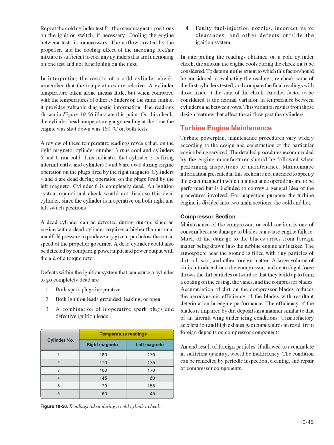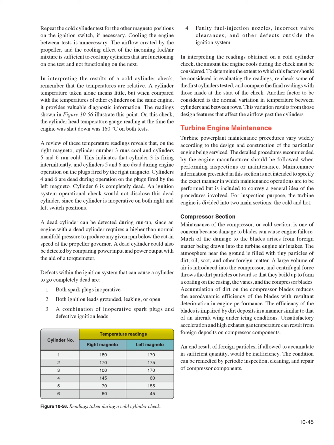On this check, the cylinder head temperature gauge reading at the time the engine was shut down was 160 degrees Celsius on both tests. A review of these temperature readings reveals that, on the right magneto, cylinder number 3 runs cool and cylinders 5 and 6 run cold. This indicates that cylinder 3 is firing intermittently, and cylinders 5 and 6 are dead during engine operation on the plugs fired by the right magneto. Cylinders 4 and 6 are dead during operation on the plugs fired by the left magneto. Cylinder 6 is completely dead.